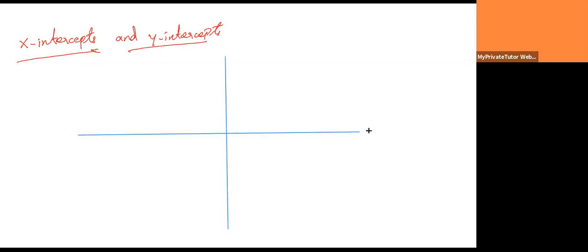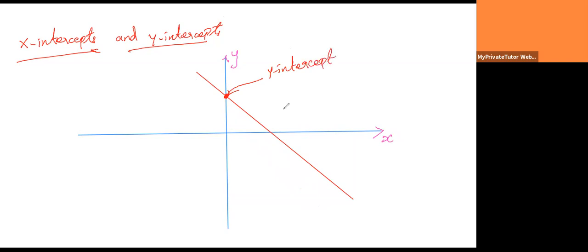Let's assume this is a graph. Everyone knows the horizontal one is the x-axis and the vertical one is the y-axis, isn't it? Just randomly draw a line. Let me draw a straight line here like this. See, the point where the line crosses the y-axis is called the y-intercept, and the point where it crosses the x-axis is called the x-intercept.